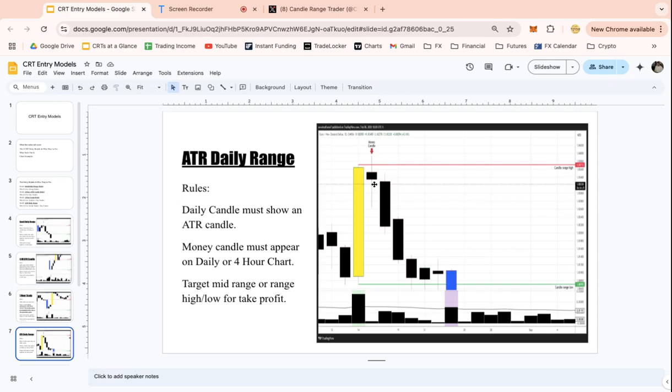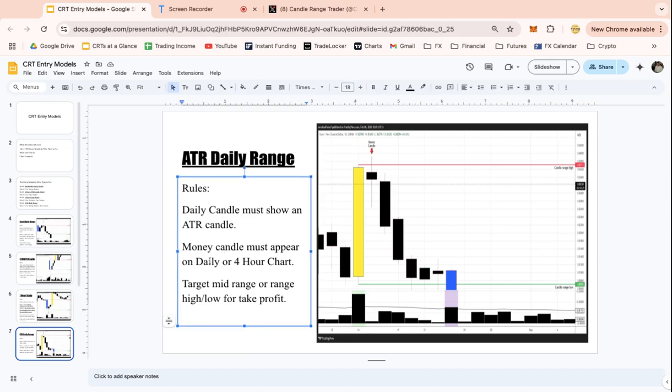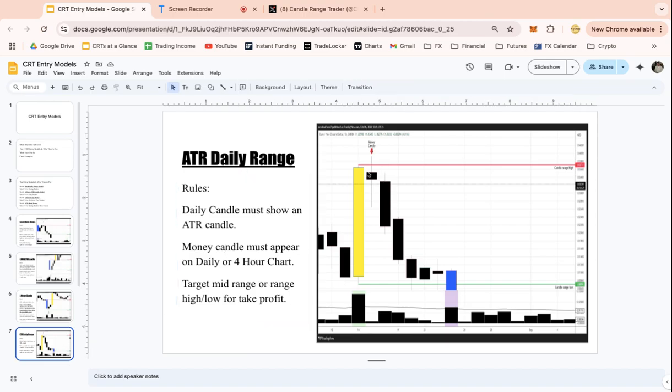You check the chart once, you set your stop loss above the money candle, take profit at the daily candle's low or the range low, and you're done. You're not checking the chart again until Friday. All right. So remember though that the money candle must appear either on the daily or the 4-hour chart. In this case, we let the whole day play out, and this was our money candle here. This is the perfect money candle, more or less, that closes close to the range where we want to get in.